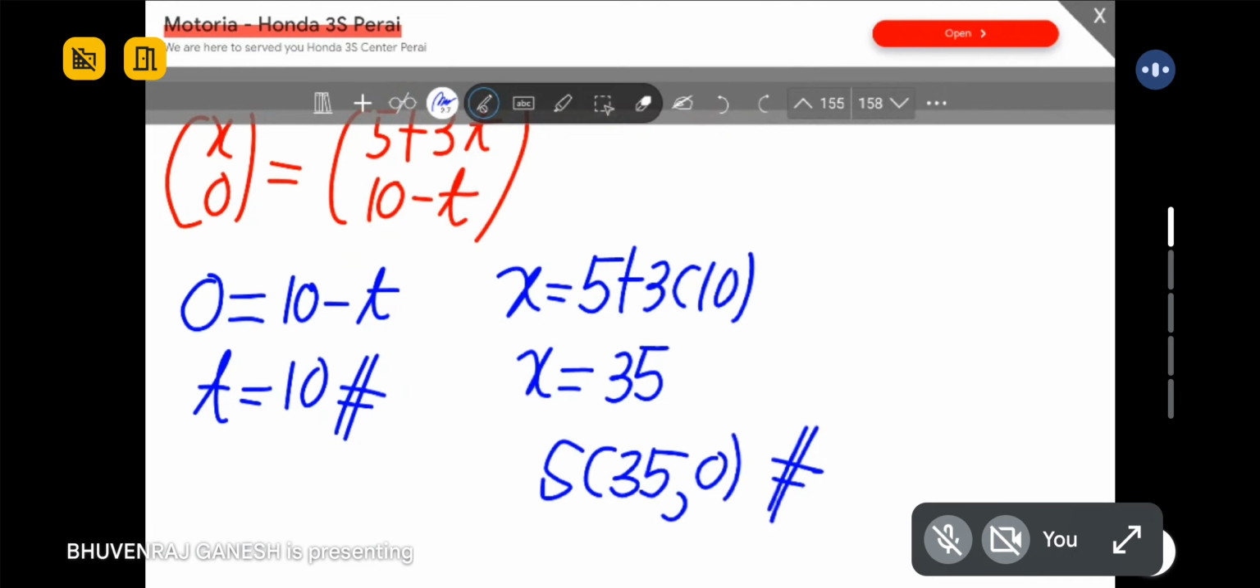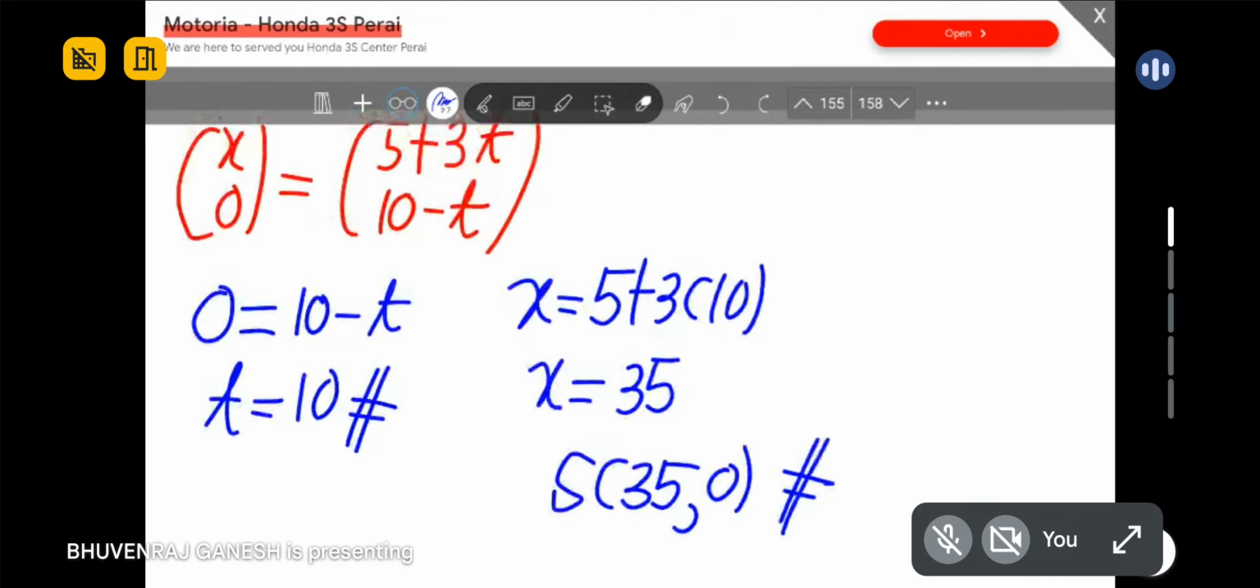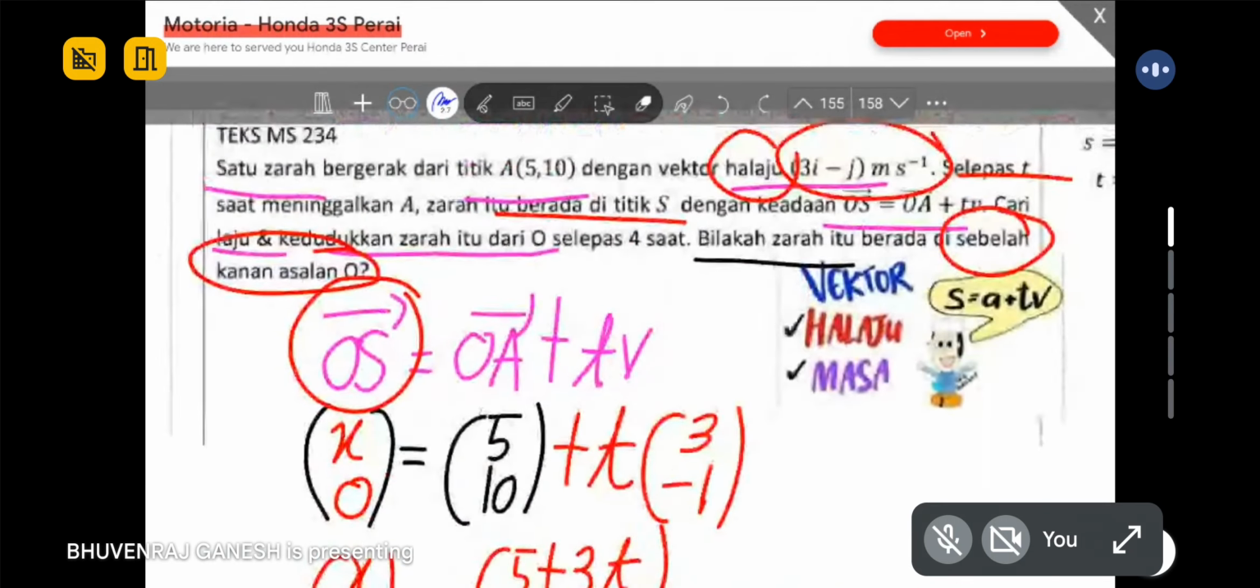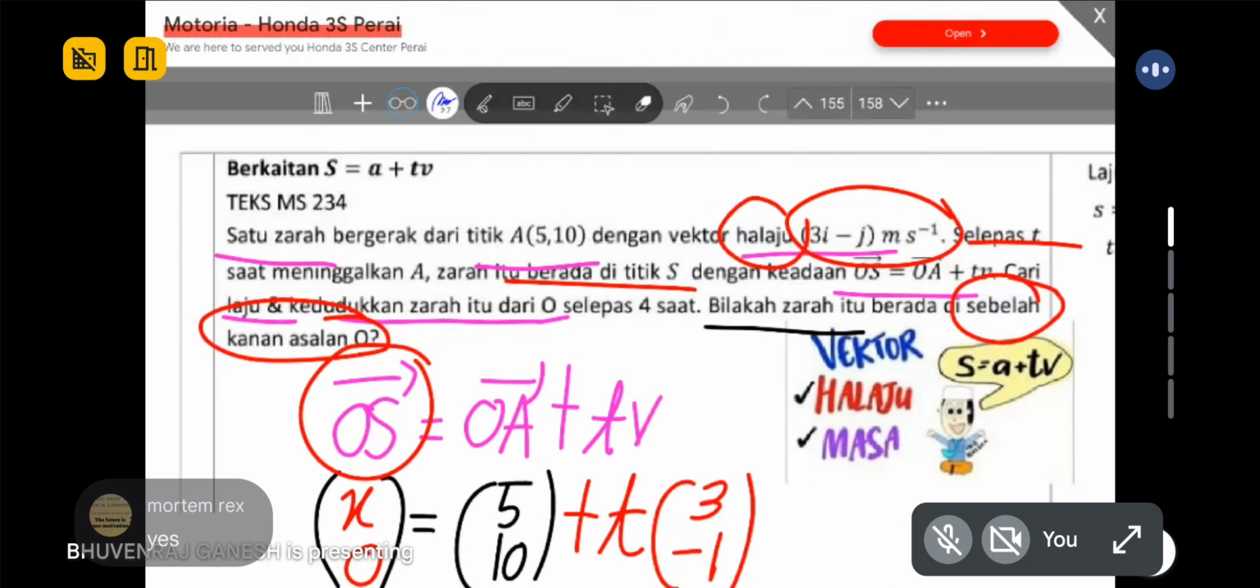Do you all agree with this, guys? Setuju tak? Coordinate S is 35, 0. Because y is 0, kan? So you already found the x, 35. So it's 35, 0, coordinate for S.